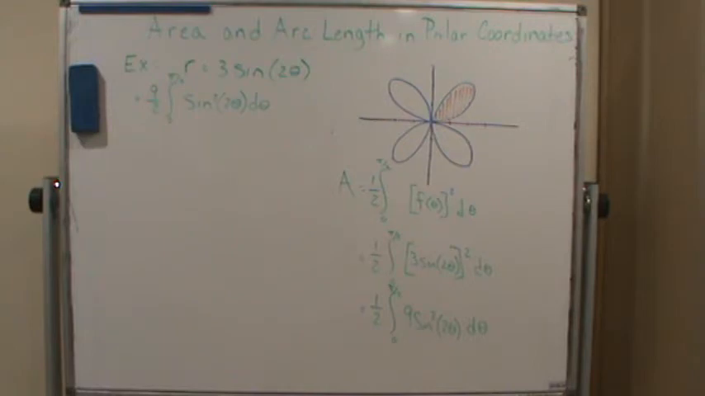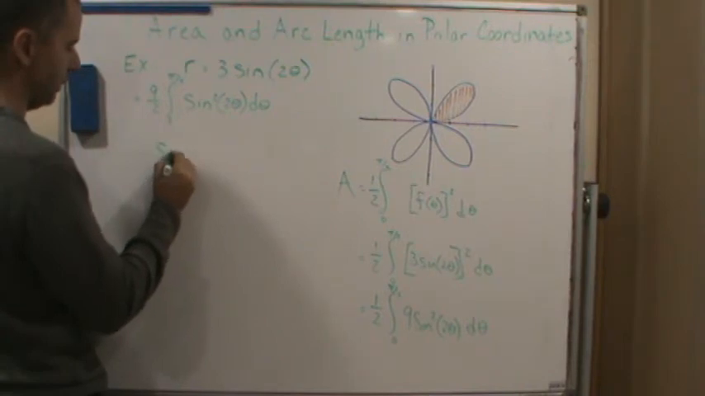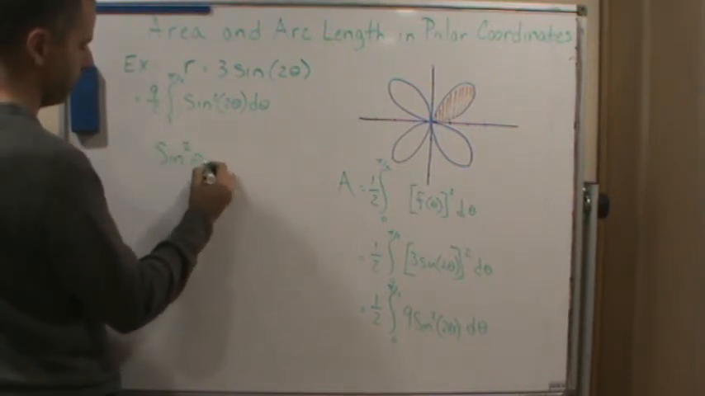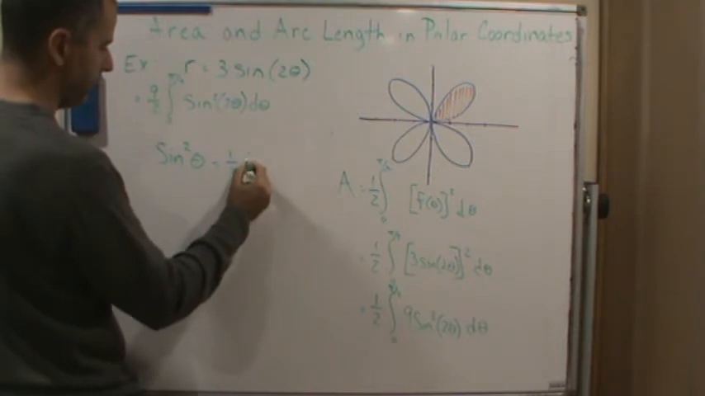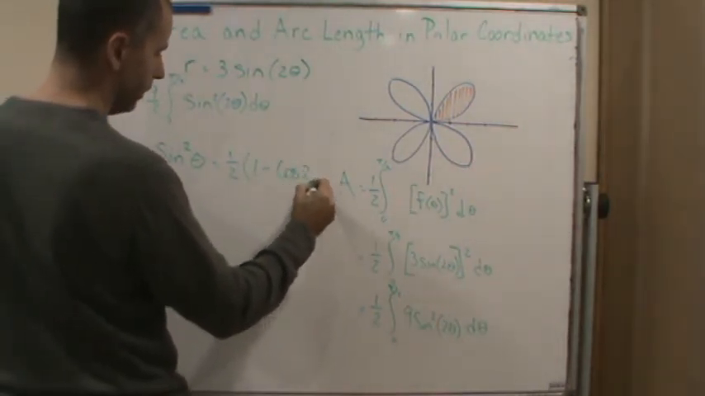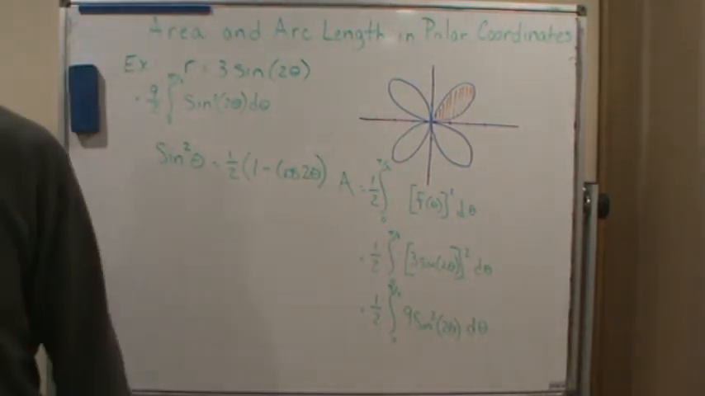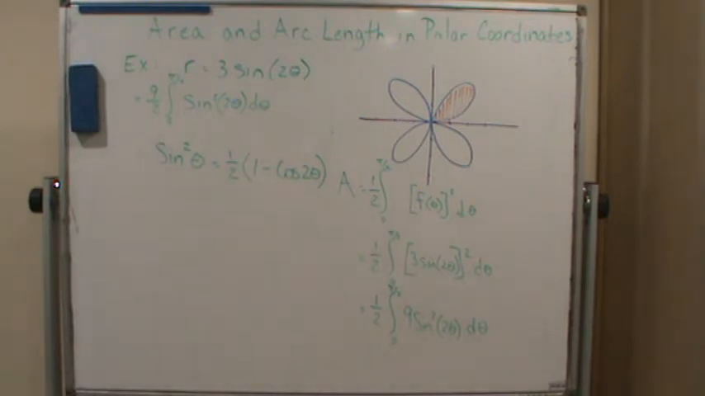So we're going to have to use the half angle. So remember sine squared theta: we have sine squared theta is equal to 1/2 times 1 minus cosine 2 theta. So that's the identity that we're going to need to use.